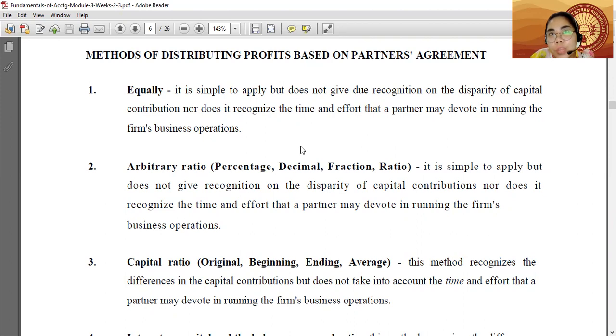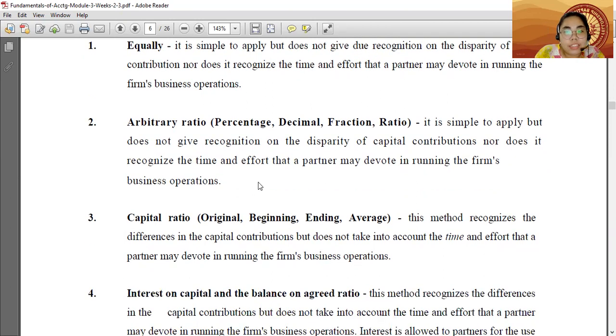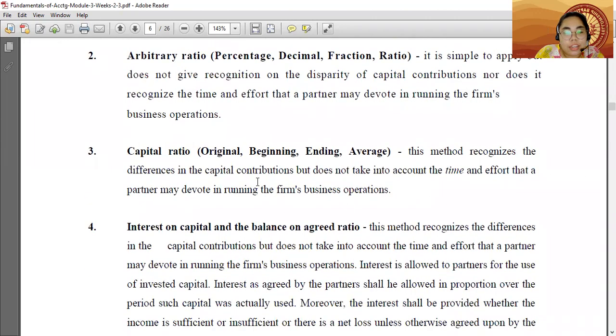Or 40, 40, 20 if there are three, as long as it would equal 100%. So that is arbitrary ratio. The best, for me, is the capital ratios: original, beginning, ending, or average. We will discuss how this original, beginning, ending, or average works.